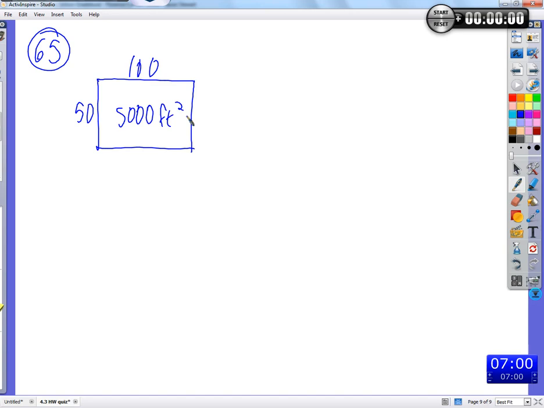We want to triple it. This is the old one. What do we want the new one to have an area of? 15,000 square feet. Okay, well, that's all we know so far. How are they going to do this? What's their plan? They want to add the same distance to the length and the width.